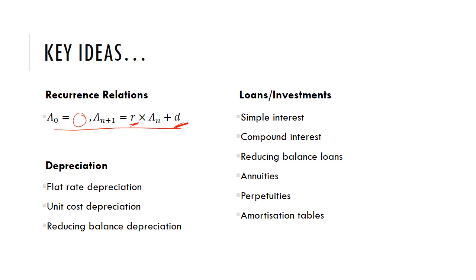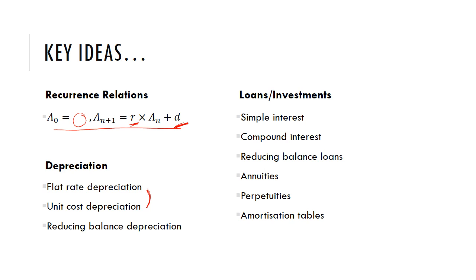The second key area is depreciation, and so within that we have three types of depreciation that we'll look at in this presentation. Flat rate and unit cost are all ones where there's a constant amount of change, and reducing balance is when it's a percentage of the last year or the last time period's balance.